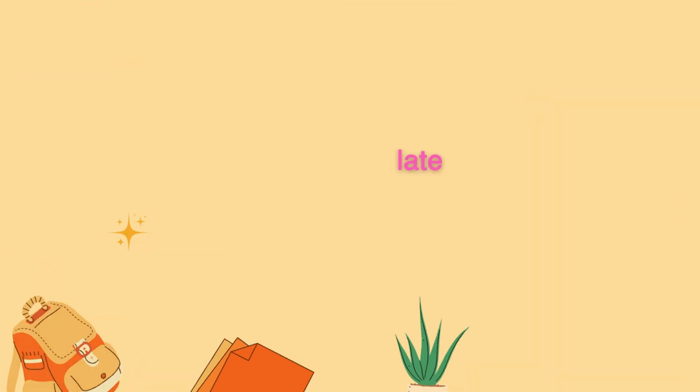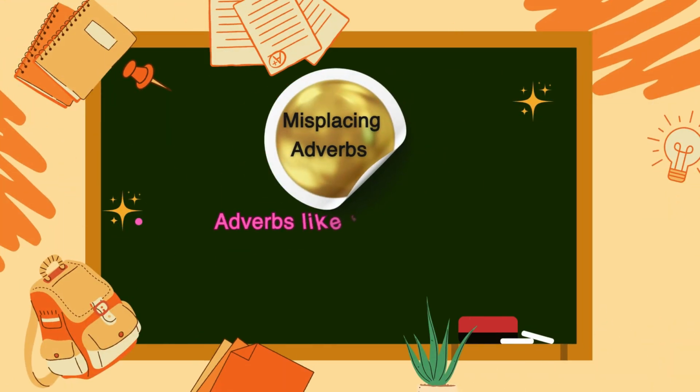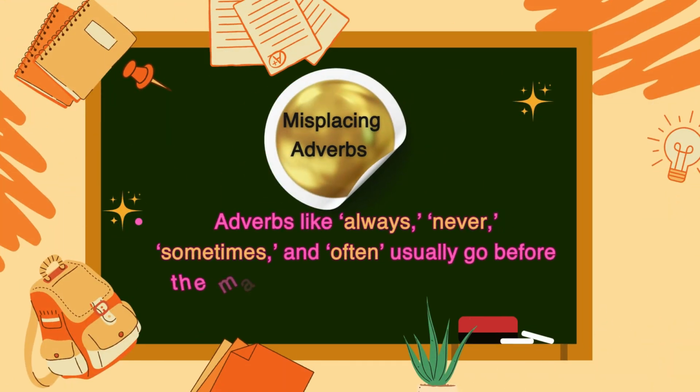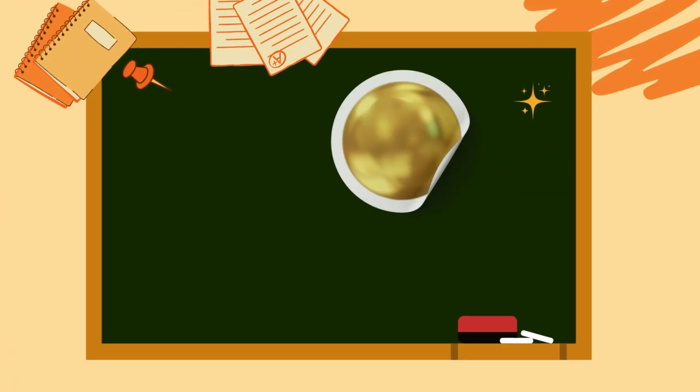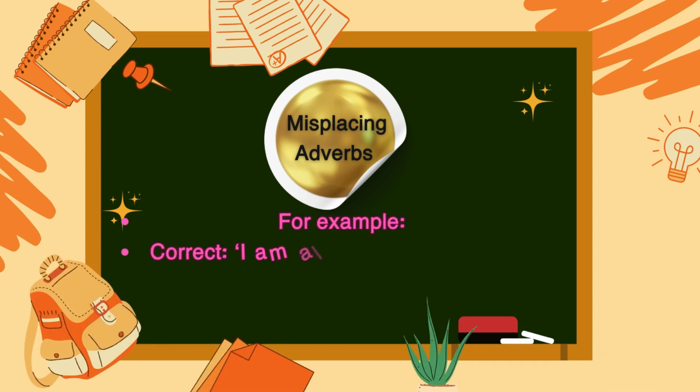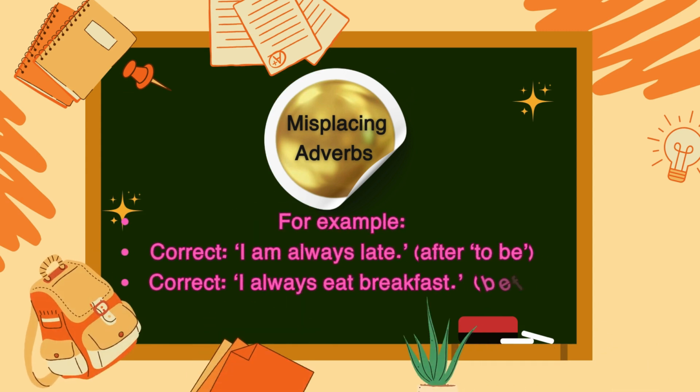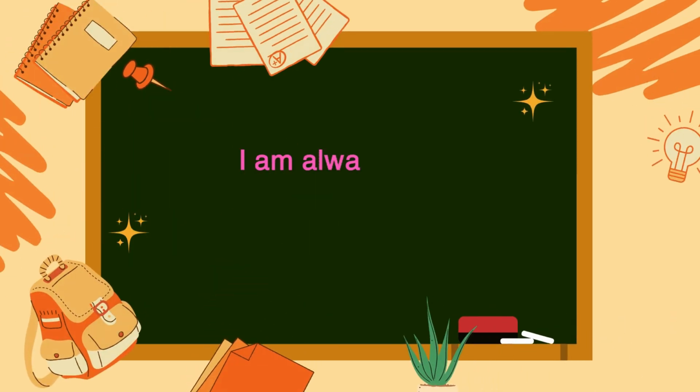The rule is this. Adverbs like always, never, sometimes, and often usually go before the main verb but after the verb to be. For example, correct, "I am always late." After to be. Correct, "I always eat breakfast." Before the main verb eat. So, the correct sentence is, "I am always late."